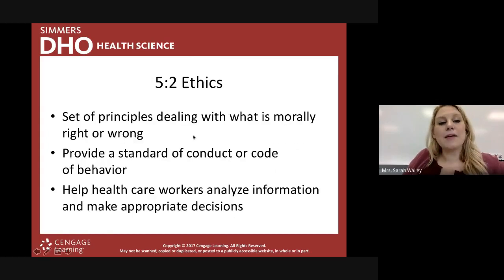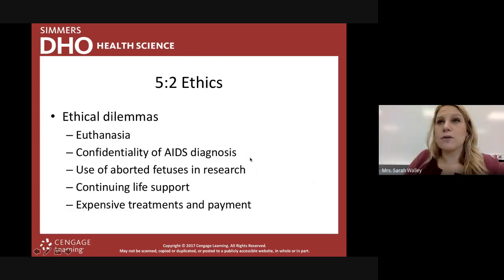And then we talk about ethics. So ethics are a set of principles dealing with what's morally right and wrong. It provides a standard of conduct or code of behavior and helps healthcare workers analyze information and make appropriate decisions. There's a lot of ethical dilemmas that go on in healthcare. So things like euthanasia, confidentiality of AIDS diagnosis, use of aborted fetuses in research, continuing life support, expensive treatments and payment. All of these are something to think about.